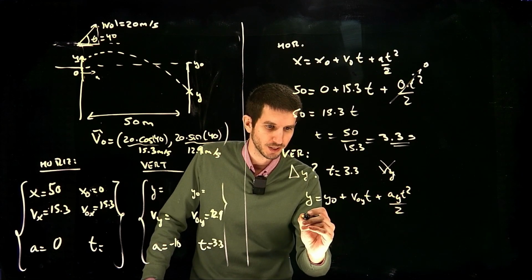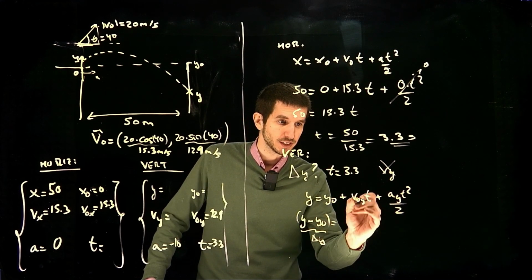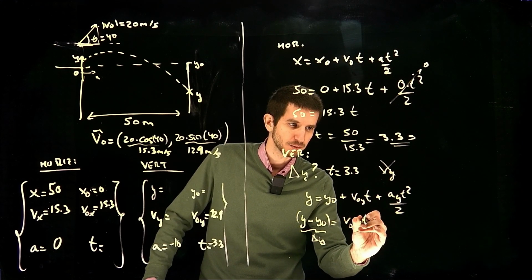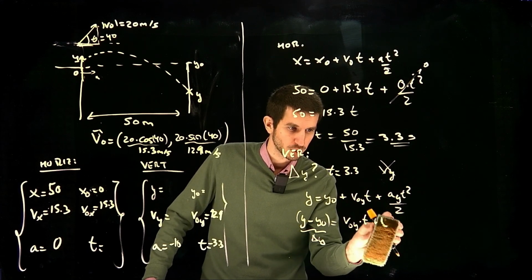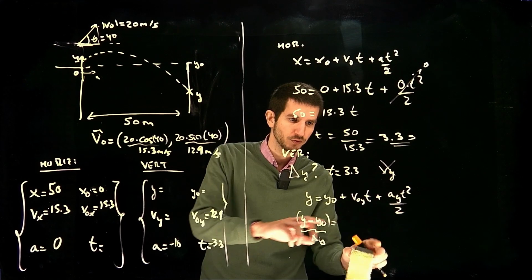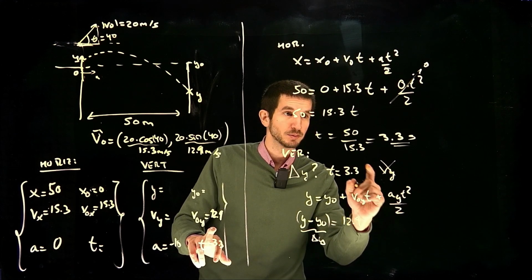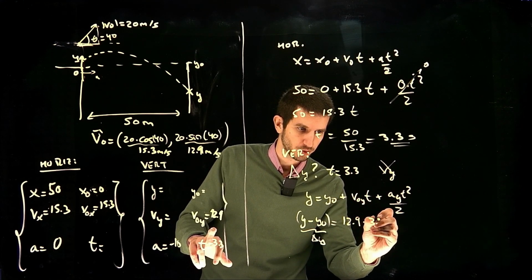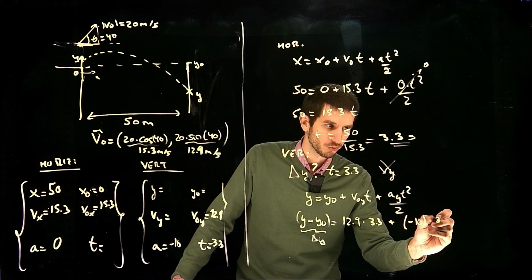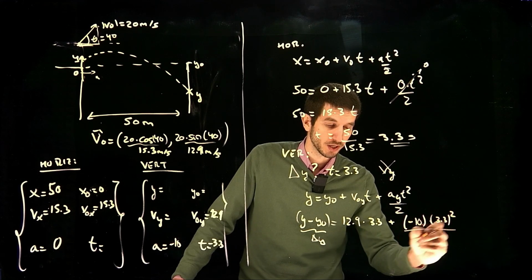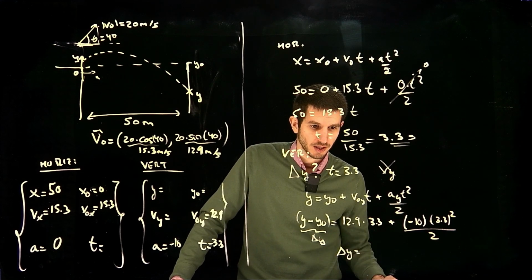So what we can do over here is say that y minus y sub 0, which of course is delta y, the displacement, is equal to v sub 0y times t plus a sub y t squared over 2. Let's actually replace already with the numbers. We know that v sub 0y is 12.9, so 12.9 times 3.3 seconds, plus acceleration in the y direction, which is minus 10, times 3.3 squared divided by 2. So that's going to be the delta y. It's equal to 12.9 times 3.3.